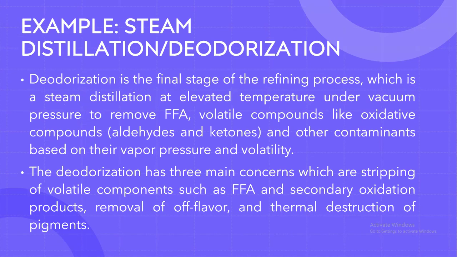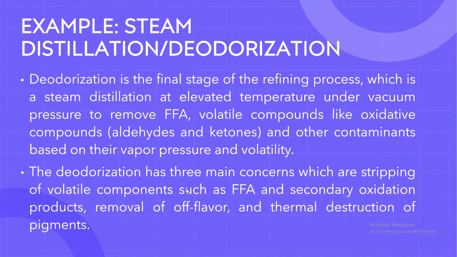So as an example, we'll do a steam distillation or deodorization. Deodorization is the final stage of the refining process, which is a steam distillation at elevated temperature under vacuum pressure to remove free fatty acid or FFA. Also to remove volatile compounds like oxidative compounds, which are aldehydes and ketones, and other contaminants based on their vapor pressure and volatility. So a deodorizer is actually a distillation column which operates under negative pressure or vacuum. The main reason for deodorization is to remove the odors in the oil, which are mainly caused by these aldehydes and ketones, and also to remove the free fatty acid.